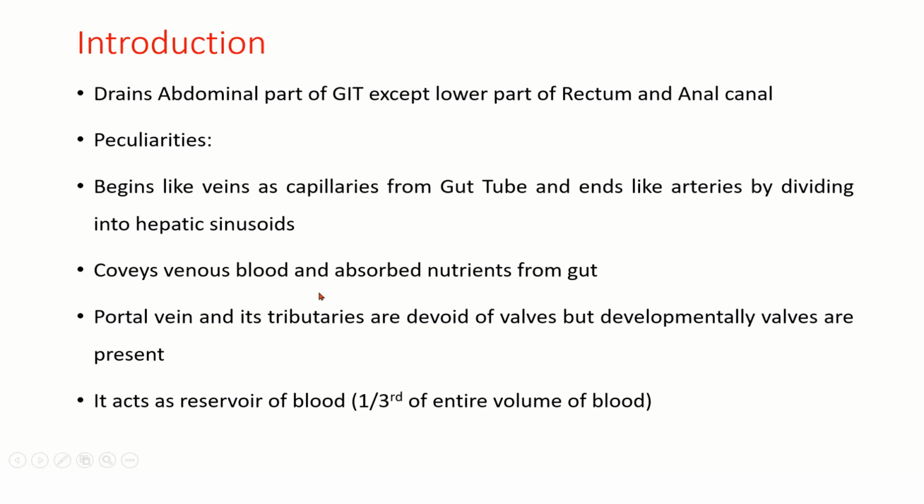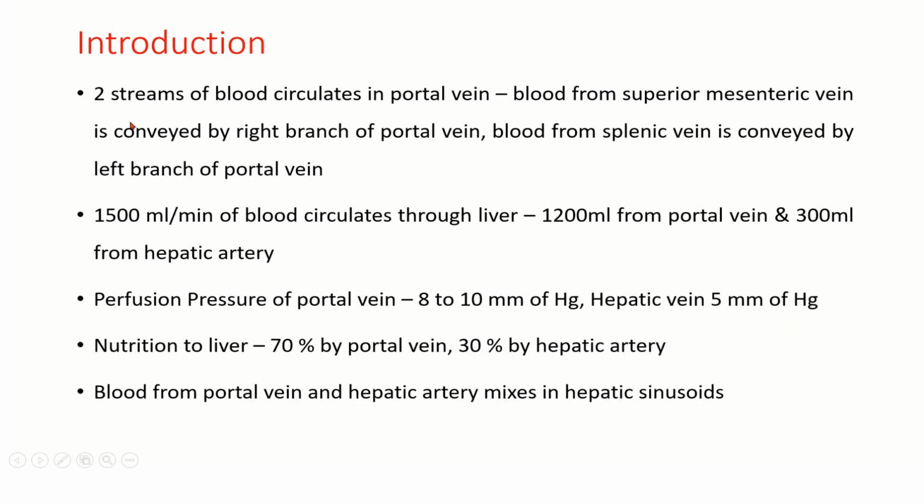It conveys venous blood and absorbs nutrients from the gut. Portal vein and its tributaries are devoid of valves, but developmentally valves are present, and it acts as a reservoir of blood for approximately one third of the entire total blood volume. Two streams of blood circulate in portal vein. Blood from superior mesenteric vein is conveyed by right branch of portal vein and blood from splenic vein is conveyed by left branch of portal vein.